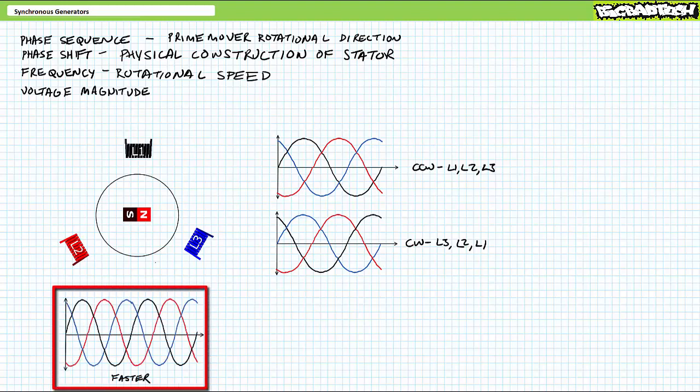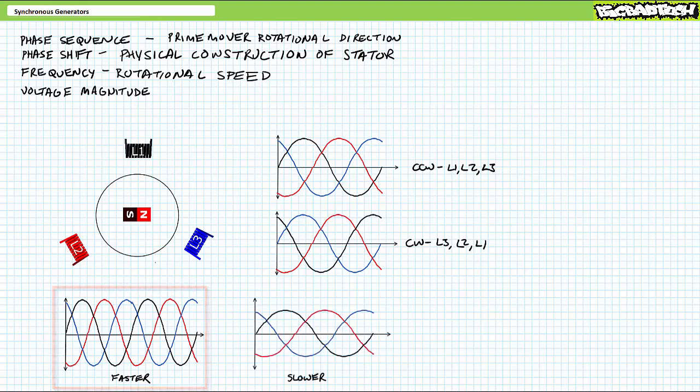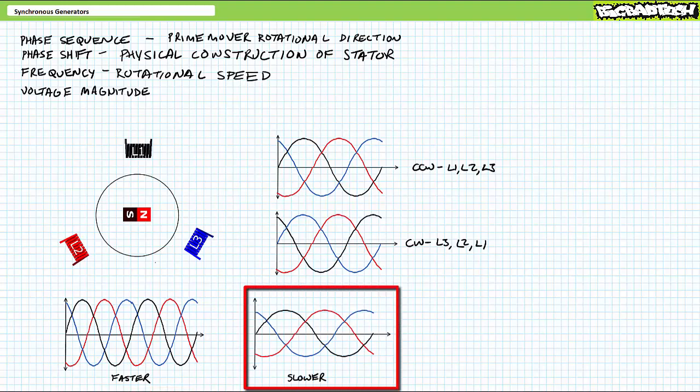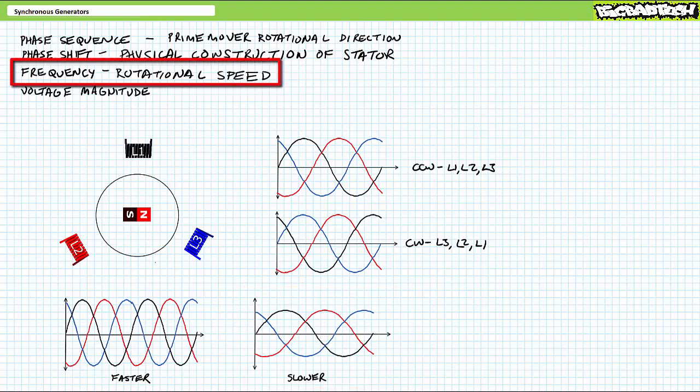It stands to conjecture that the faster the rotor electromagnet turns inside the stator, the more frequently each stator winding experiences a full cycle of voltage, thus resulting in higher frequency output. In contrast, the slower the prime mover drives the rotor electromagnet inside the stator, the less frequently each stator winding experiences a full cycle of voltage, thus resulting in lower frequency output. Long story short, the rotational speed of the prime mover directly influences output frequency.